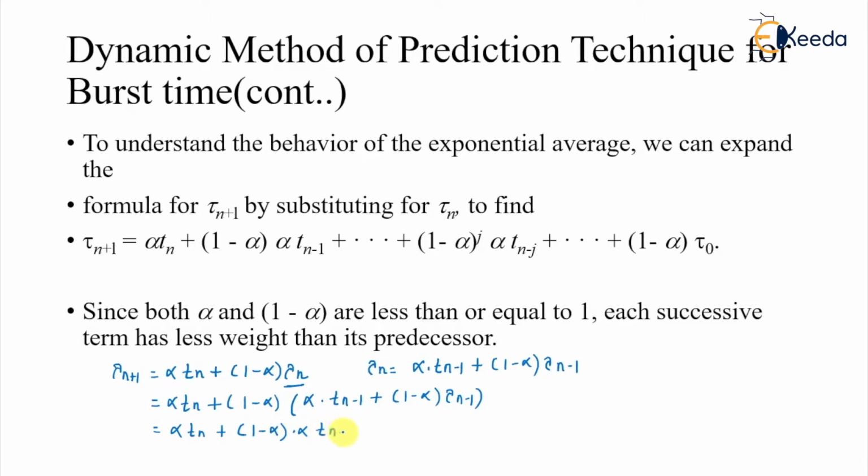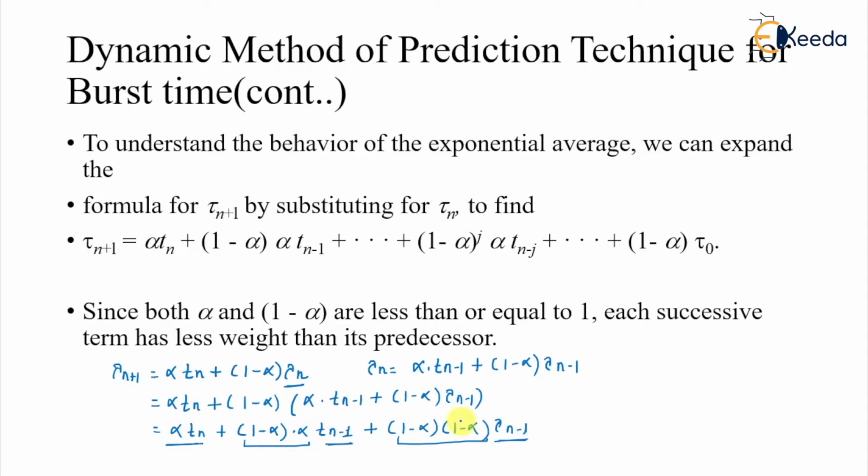This will become t of n minus 1. Note it will become 1 minus alpha, 1 minus alpha, tau of n minus 1. So now this term becomes alpha tn, this becomes 1 minus alpha into alpha t of n minus 1, and 1 minus alpha into 1 minus alpha tau of n minus 1.